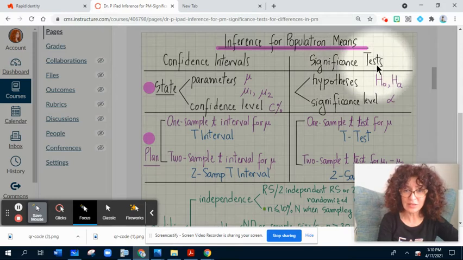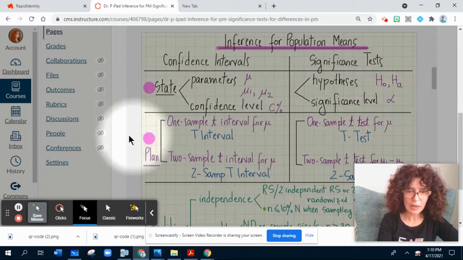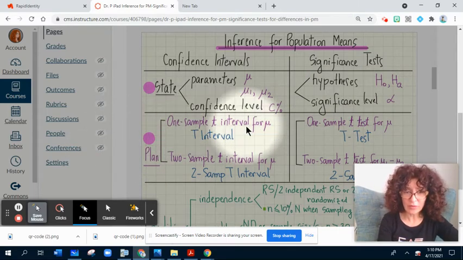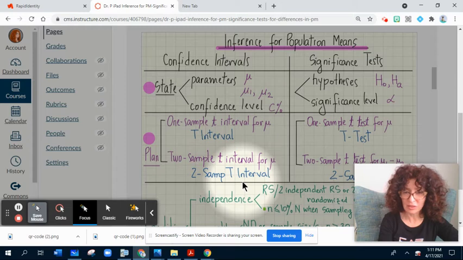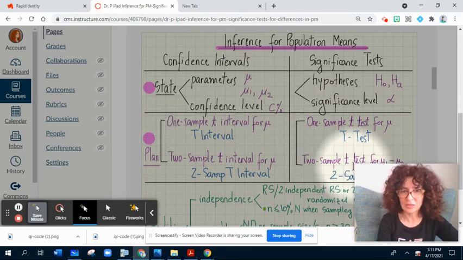Or if you choose the significance test, when you state, you should state the correct pair of hypotheses, null hypothesis and alternative hypothesis, and also the significance level. If it is not specified in the problem, you will choose automatically alpha equals 0.05 or even the more conservative value 0.01. Plan. What do you plan? If you have intervals, one sample t interval or two sample t interval, or if you choose on TI-84, you can look on blue here, you have t interval and two sample t interval as procedures. If you choose a significance test, you have one sample t-test, two sample t-test.